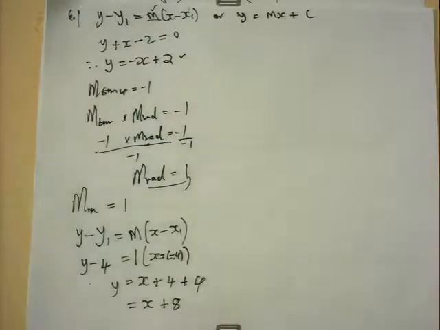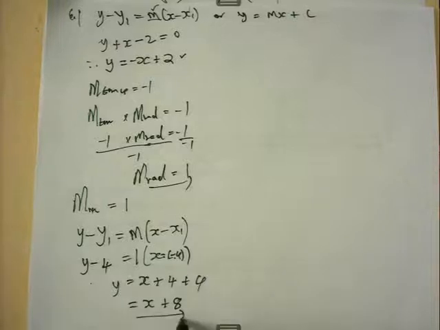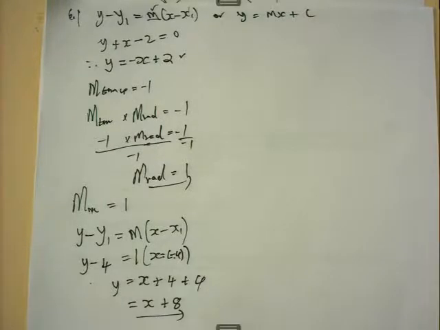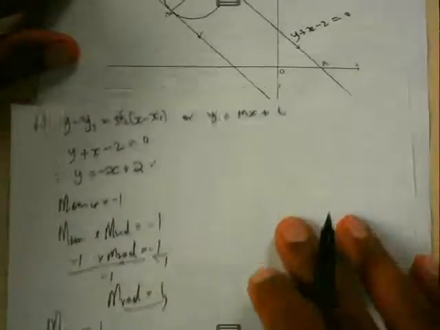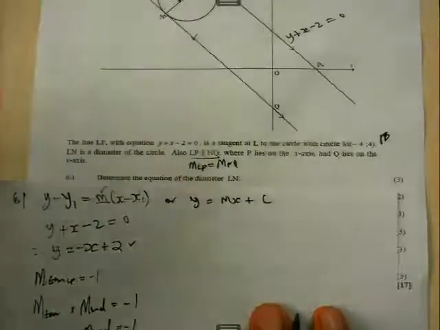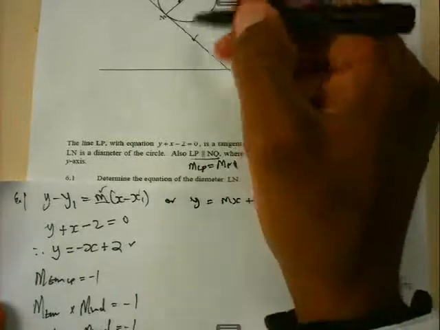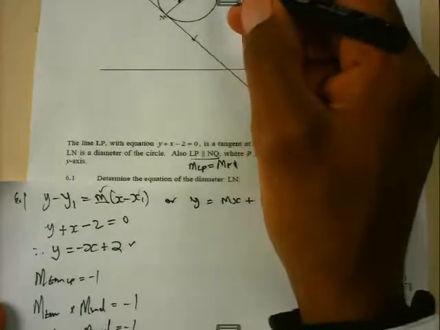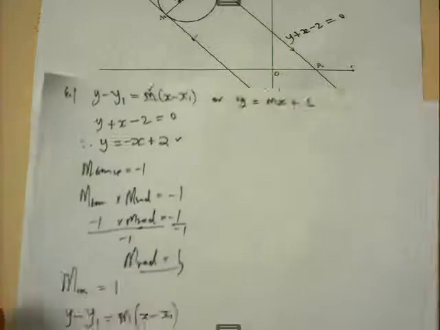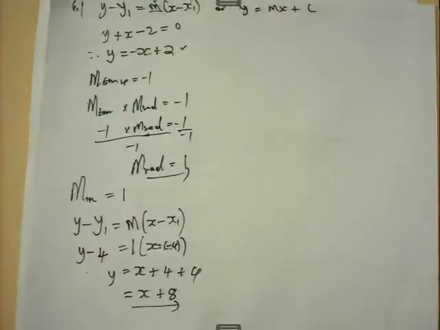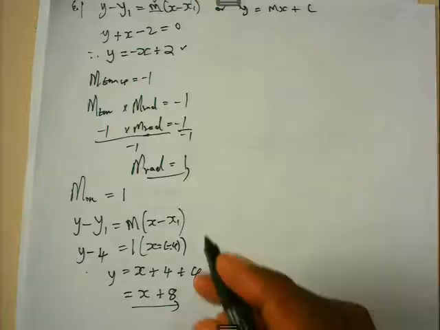When we add the 4 together there, the answer then will be what? The answer will be a positive 8. Therefore, now 6.1, the equation of the line LN. The equation of the line LN is equal to what? It is y equals x plus 8.